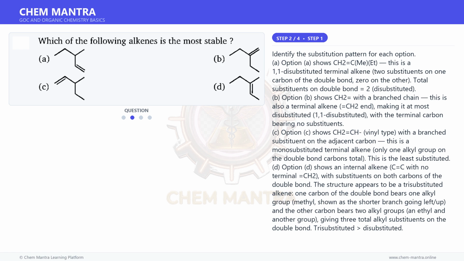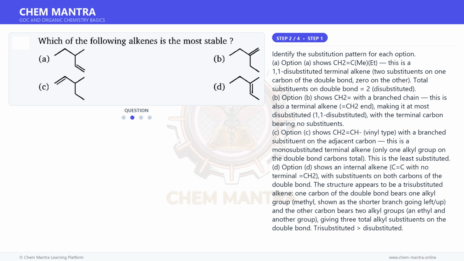Option B shows CH2= with a branched chain. This is also a terminal alkene, =CH2 end, making it at most disubstituted, 1,1-disubstituted, with the terminal carbon bearing no substituents.